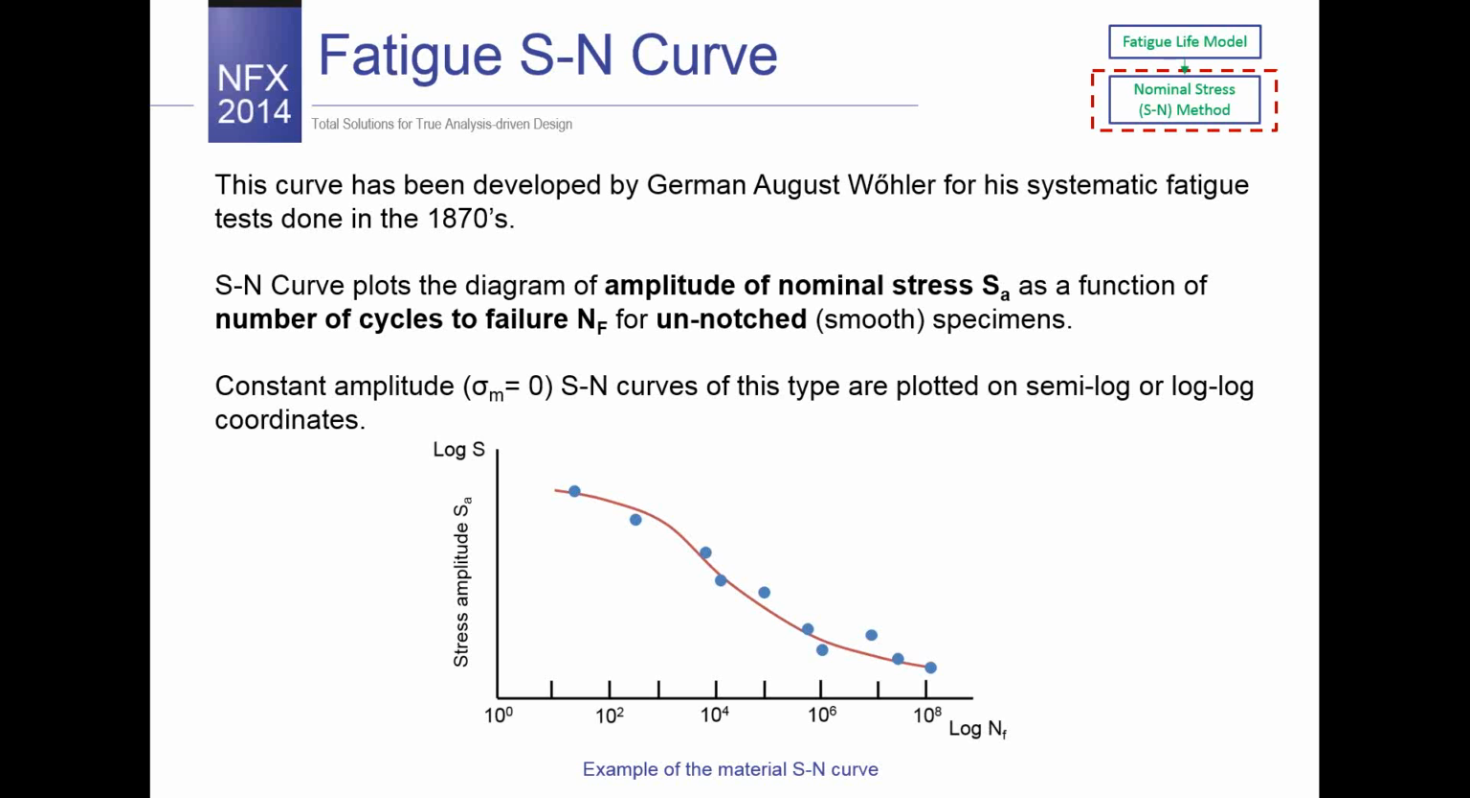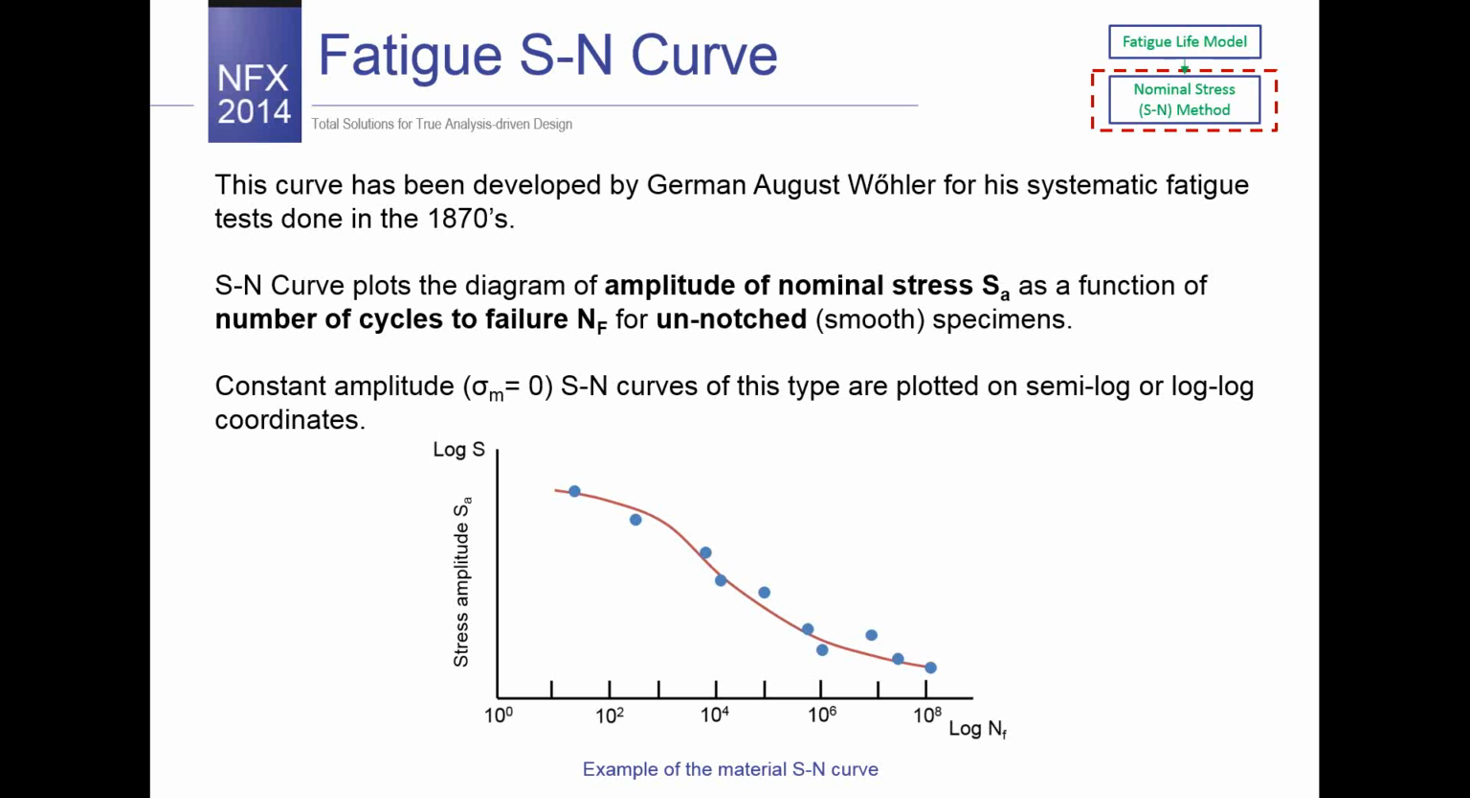So this curve describes the diagram of amplitude of nominal stress, which is denoted as SA, as a function of number of cycles to failure NF for, and this is very important, unnotched, which means smooth specimens.